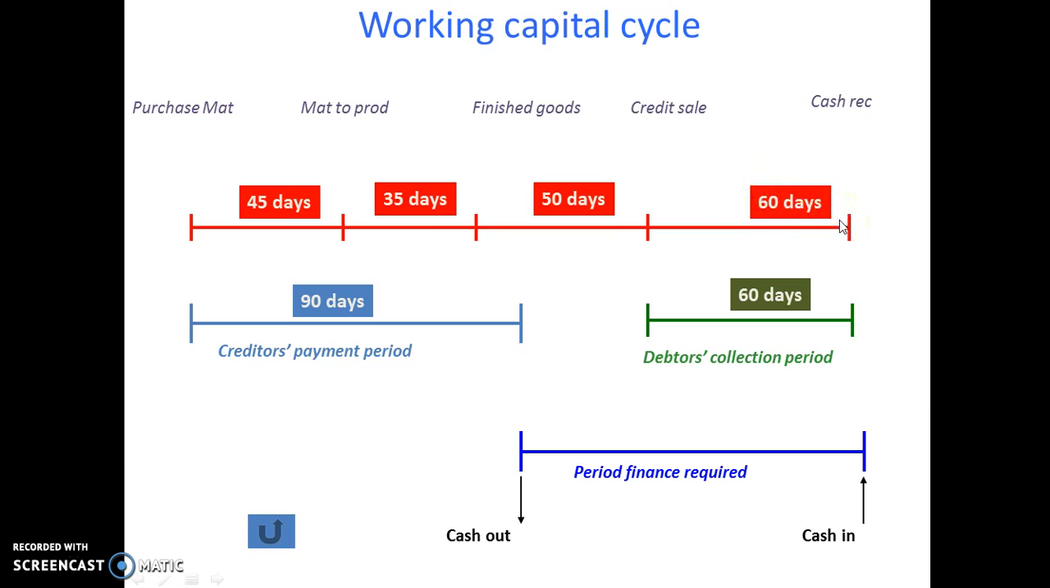So cash is only received after the full, that's 45 plus 35 is 80 days, plus 50 is 130 days, another 60 days, so 190 days. But creditors need to be paid after 90 days. So we've got a shortfall of 100 days, for which we require short-term finance.